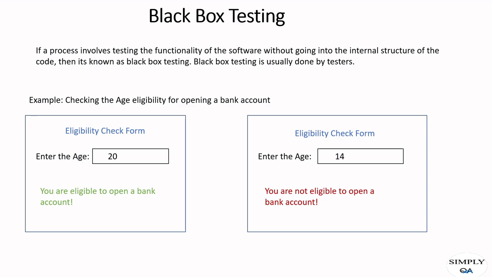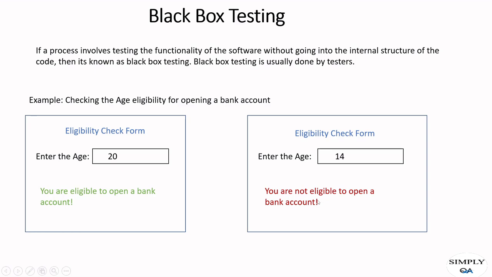So what you will do as part of black box testing, you will directly open this eligibility check form. You will enter the age. Assume your age is more than 18, then it will give you a prompt message that you are eligible to open a bank account. If you are entering the age less than 18, you will be prompted with the error message like you're not eligible to open a bank account.